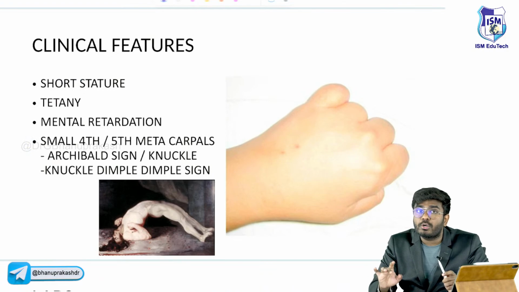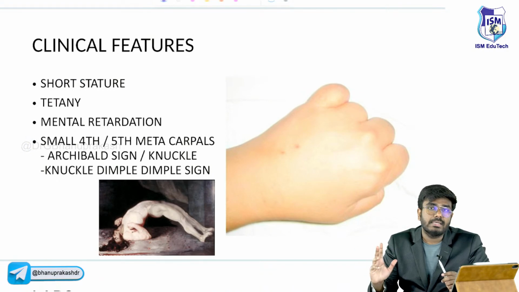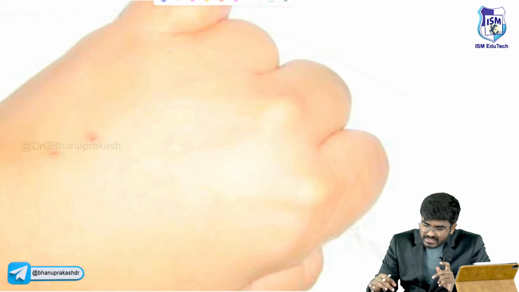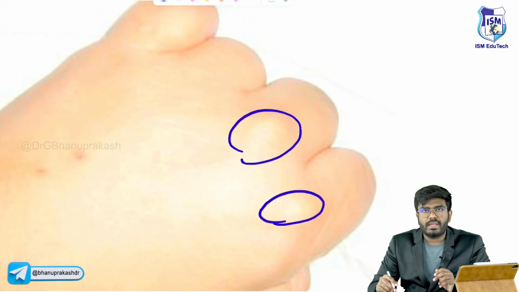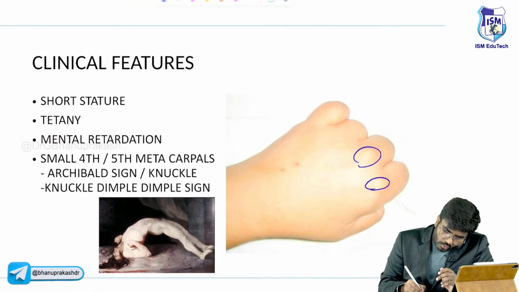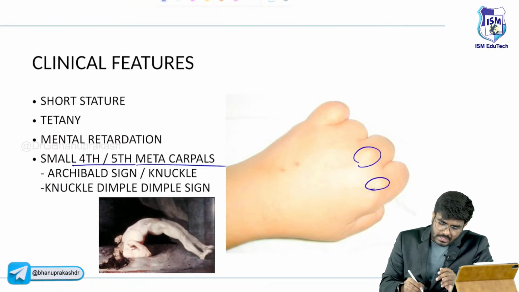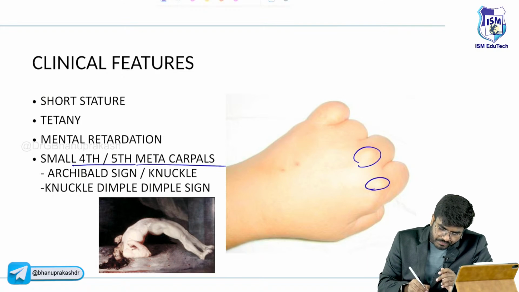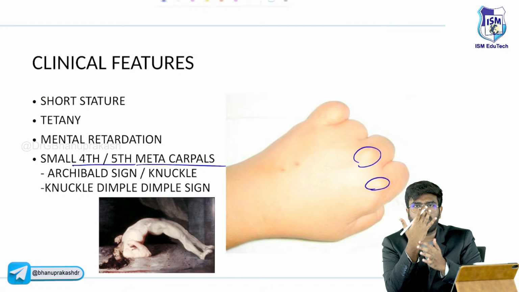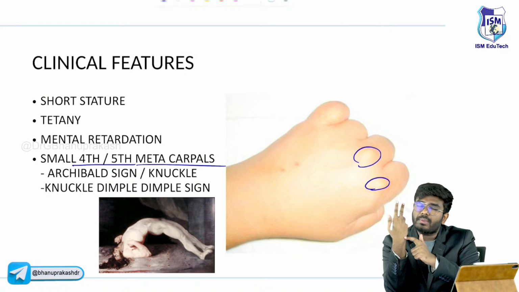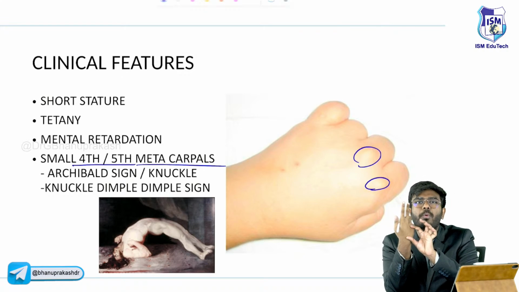In this Albert osteodystrophy, which is there from the birth, look at these hands. These are the knuckles, right? So the fourth and fifth metacarpals are not developed. These are the metacarpals: first metacarpal, second, third, fourth, fifth. See, the fourth and fifth metacarpals are going to be short, not properly developed.